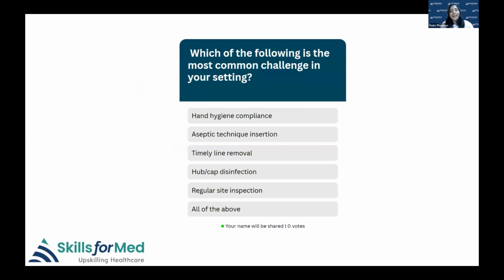So here is your second question for your suggestions. Which of the following is the most common challenge in your setting? We have discussed common causes of CLABSI before, and depending on that, this question has been raised. What do you actually think is the most common challenge in your setting? Whether it is hand hygiene compliance, aseptic technique insertion, or the other four reasons listed here. You can drop your answers in the chat box as you have done earlier.